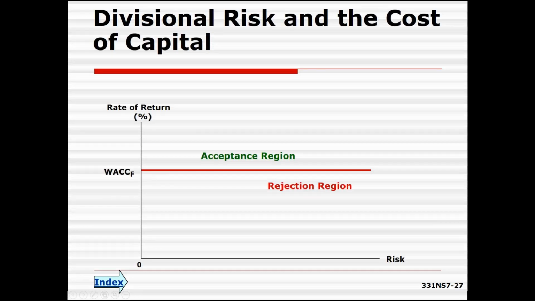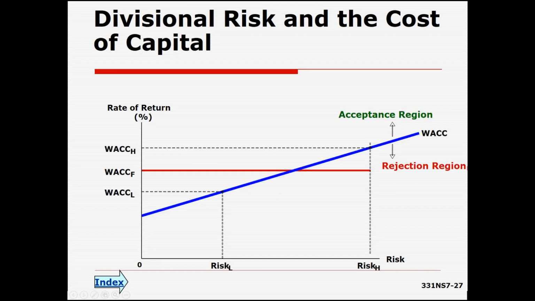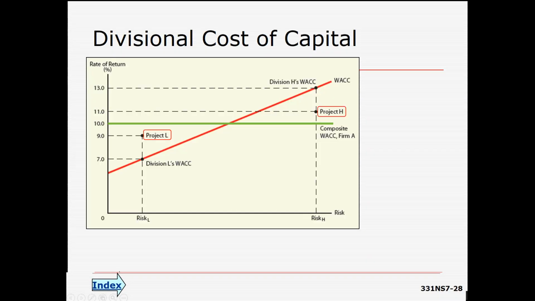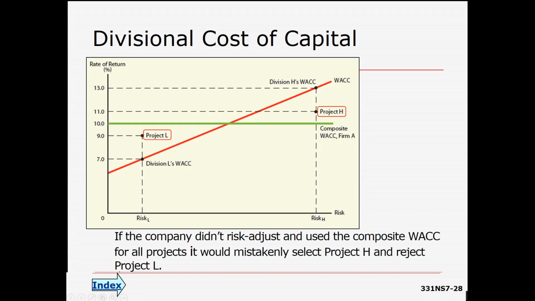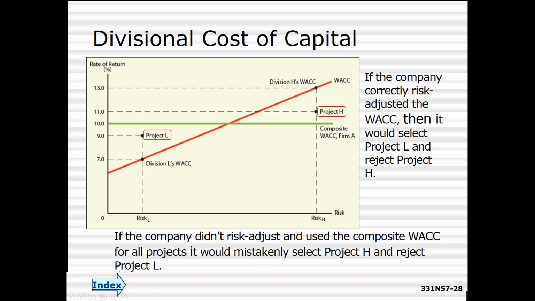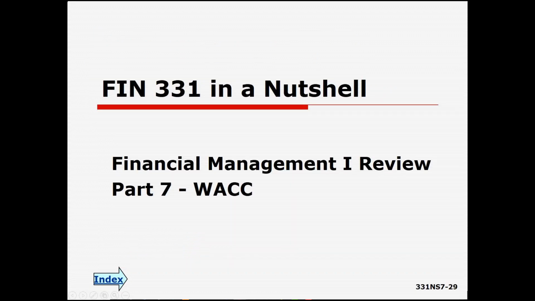Graphically, the red line is the weighted average cost of capital, the hurdle rate. Take everything above it, reject everything below it. The blue line is the risk-adjusted cost of capital. This demonstrates the fallacy of using a flat hurdle rate. If the company didn't risk adjust, it would mistakenly accept project H and reject L. If it correctly risk adjusts, it would accept project L and reject H. This ends Part 7 of 331 in a nutshell.